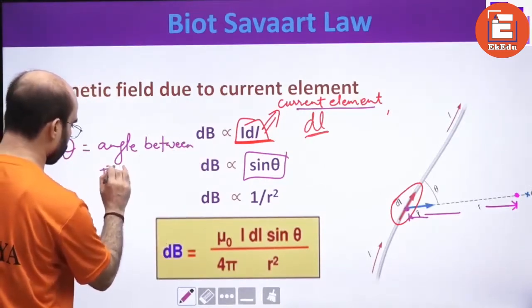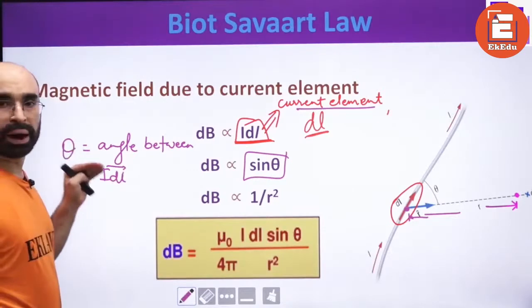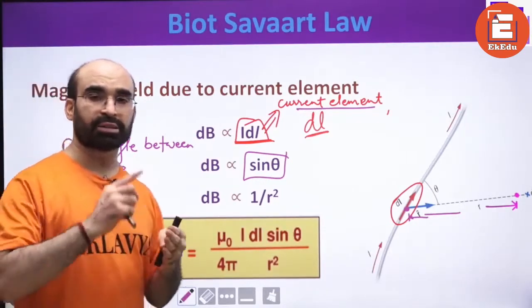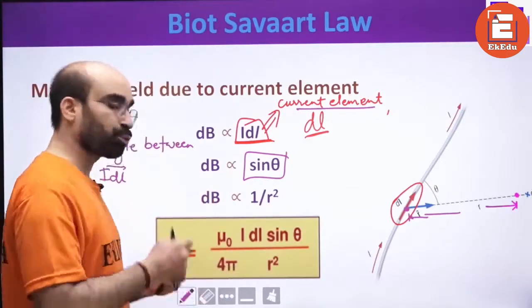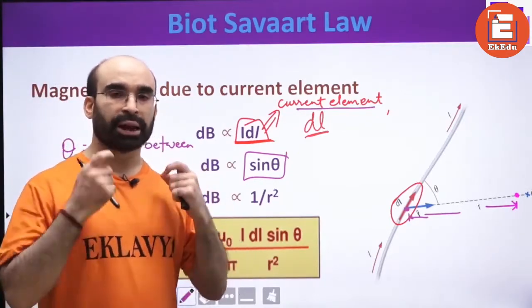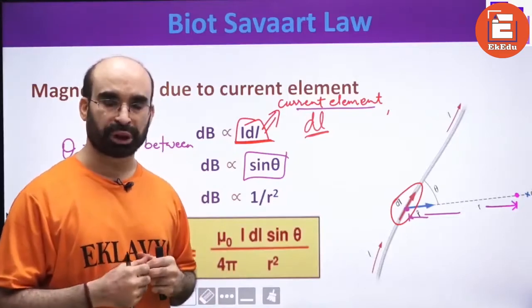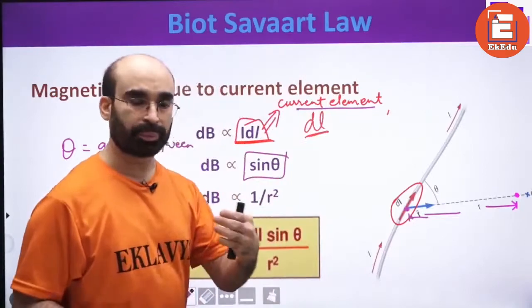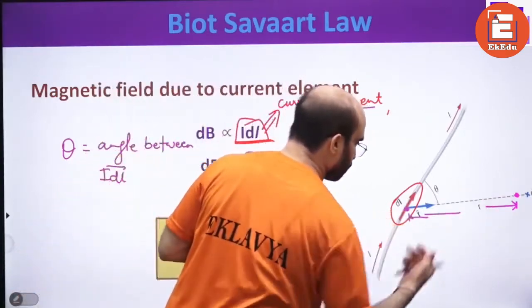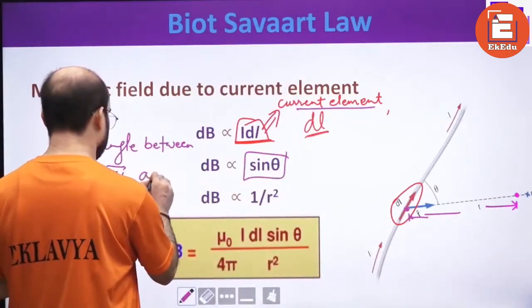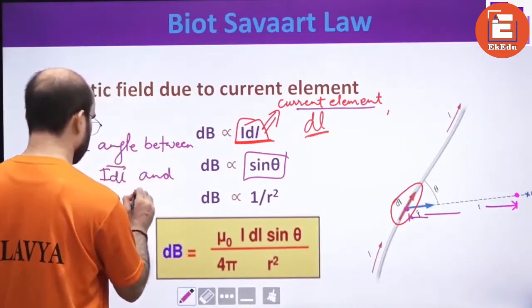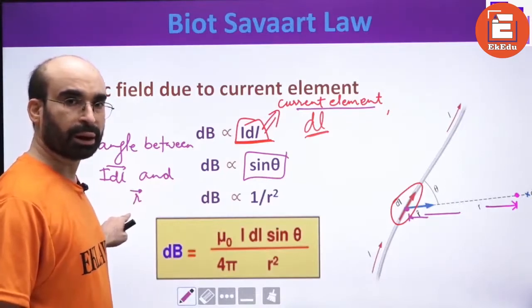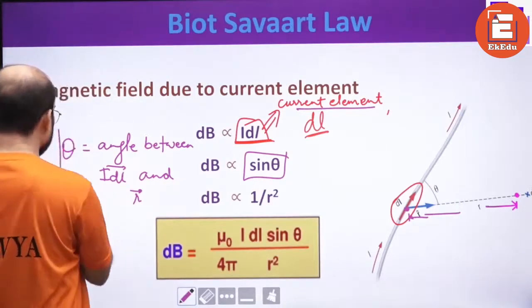Idl. This is also considered as a vector. Mind it. This is also considered as a vector. Although current is not a vector, this length also is not a vector, but in order to find out the magnetic field, we consider this Idl element to be a vector, and this distance also a vector. So this also has some sense of direction, right? So this is very important to note here.